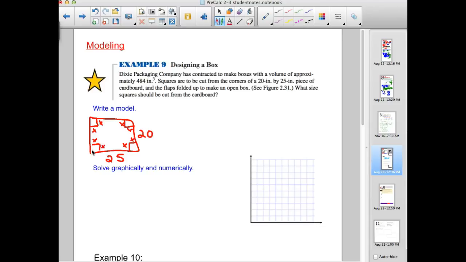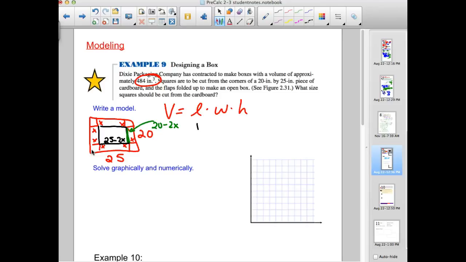All right, so if we look at a volume model, because we're trying to get a volume of 484 cubic inches, volume is length times width times height, and so we need to look at what this box would be if we just used this part of it. We're cutting out the squares in the corners and then folding it up. So our dimension here is going to be 25 minus the 2 x's that we're cutting off the sides. And our dimension in this direction is going to be 20 minus 2x, since for the same reasoning, we're taking an x off of each side of it. So it's no longer 20 inches wide.